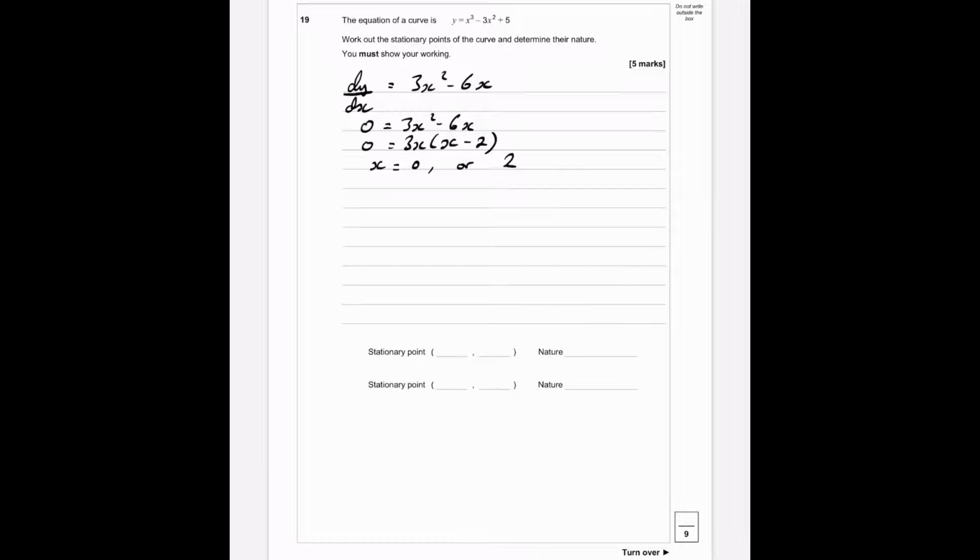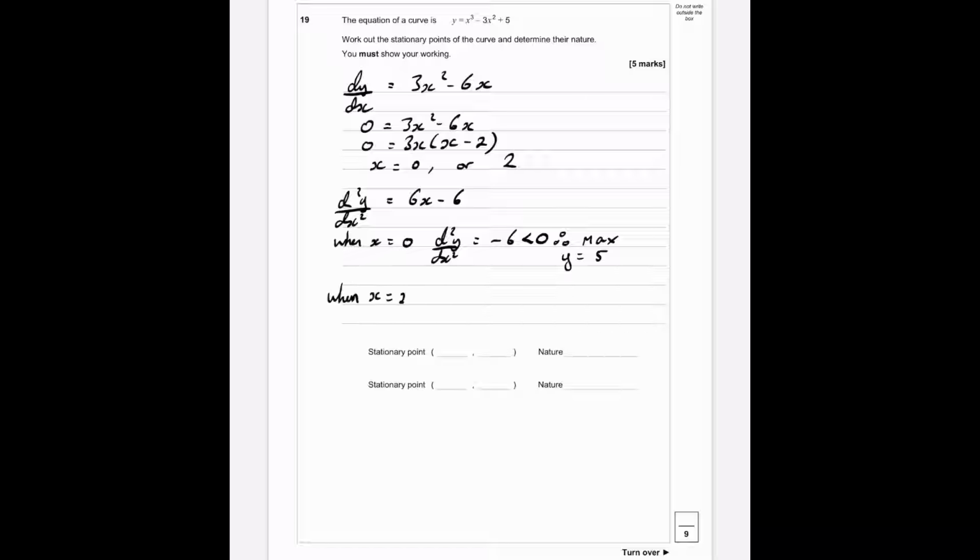We're going to do the second derivative test to determine their nature. Differentiating again to find d2y by dx squared, we're going to get 6x minus 6. When x equals 0, our first stationary point, the second derivative d2y by dx squared is going to be equal to minus 6 when I plug 0 into it. And the important fact about negative 6 is it is less than 0, therefore it tells us that this stationary point is a maximum.